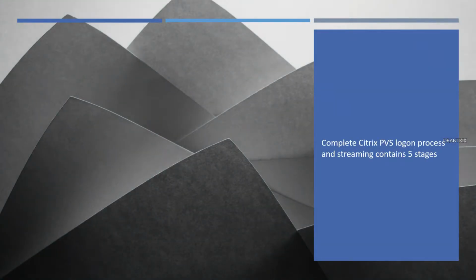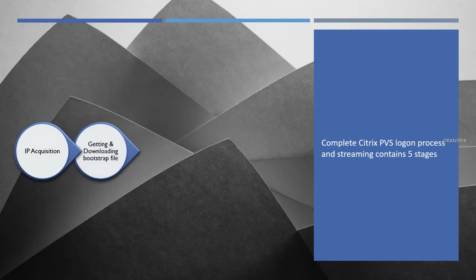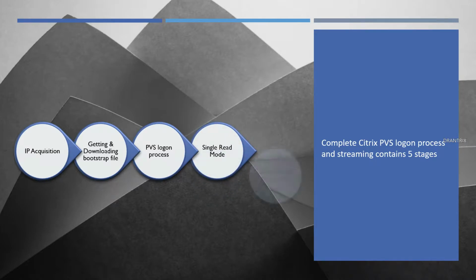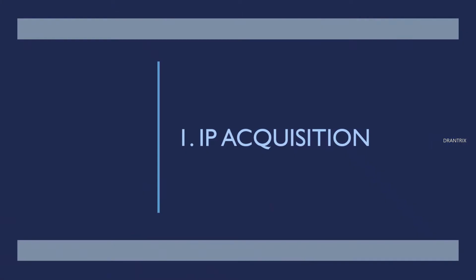So the complete Citrix PVS logon process and the streaming contains 5 stages. First one is IP acquisition, then getting and downloading the Bootstrap file, then the PVS logon process, single read mode, and finally BNI stack and multiple IO mode. So the first thing, the IP acquisition.